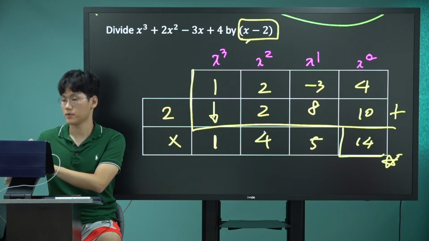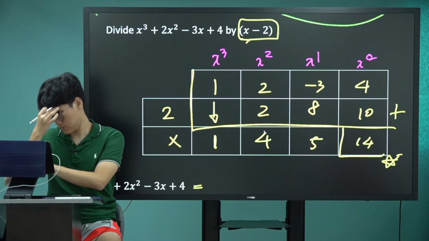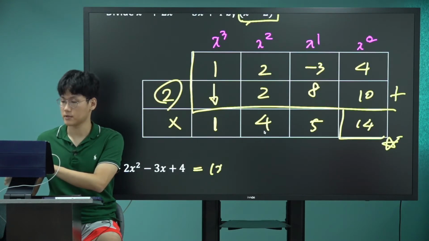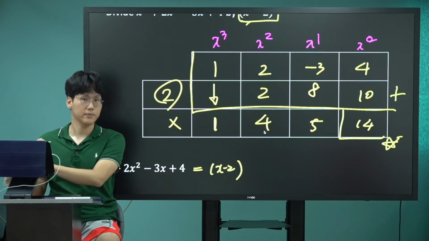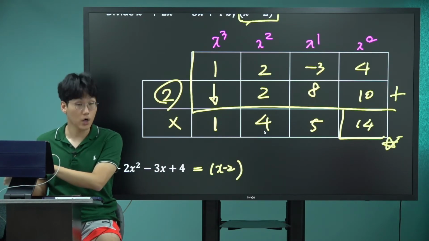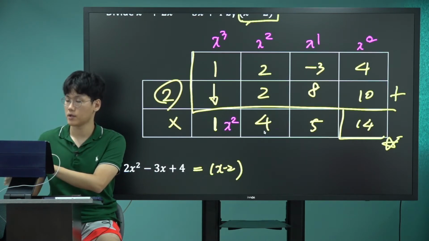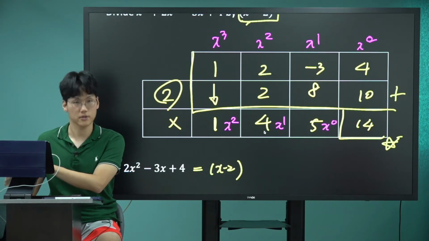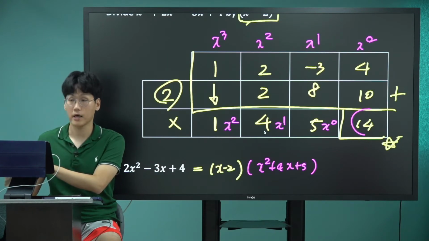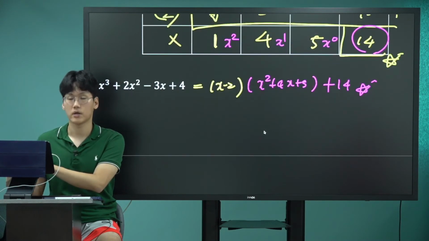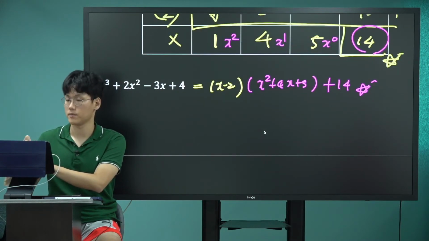Well, from my polynomial, 2 was a root. That means the linear factor was x minus 2. And I divided by it. That means your reduced polynomial will now be quadratic because you divide the cubic by linear. So these are the coefficients of x squared, linear, constant. So at this moment you have x squared plus 4x plus 5. But remember, we have a remainder. You have to add 14. Okay? So that's what it means for the polynomial.